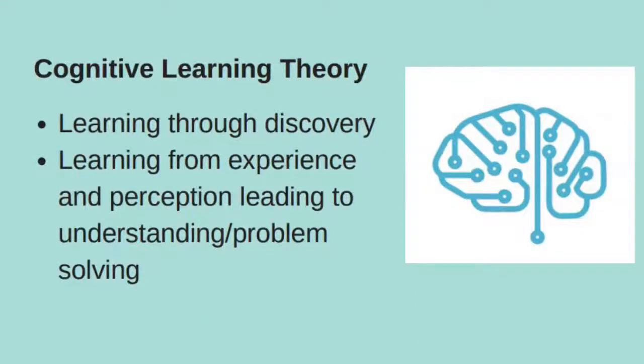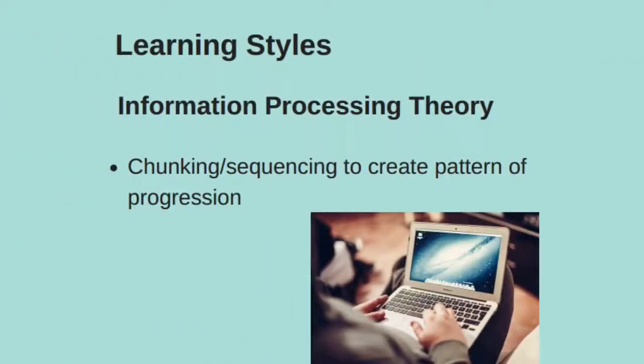Cognitive learning theory is learning through discovery. It's also learning from experience and perception, which leads to understanding and problem solving. Information processing theory. This is chunking or sequencing to create a pattern of progression. Studies have shown that information is retained longer if information is presented in smaller content or chunks.